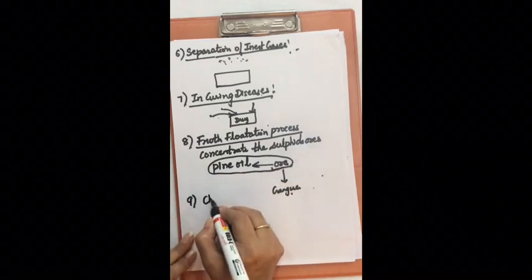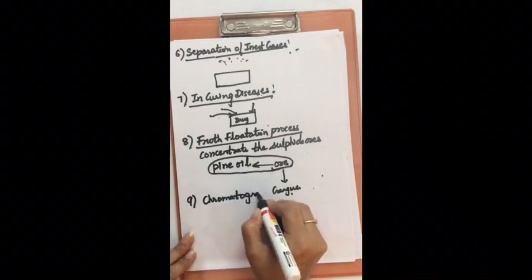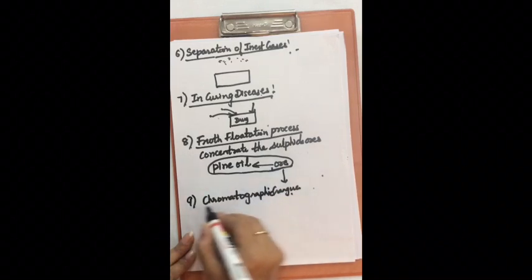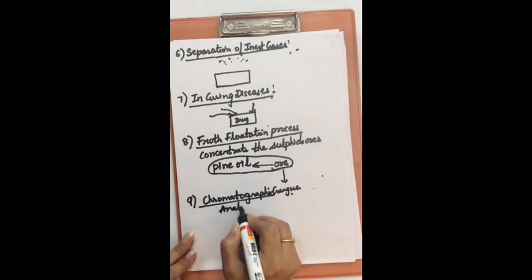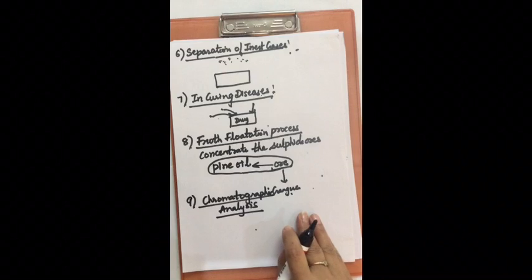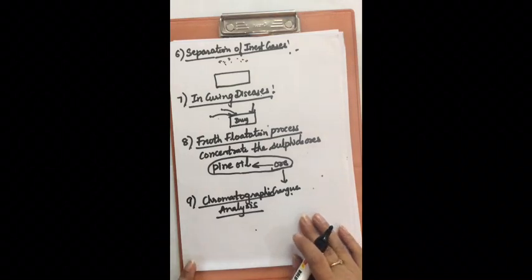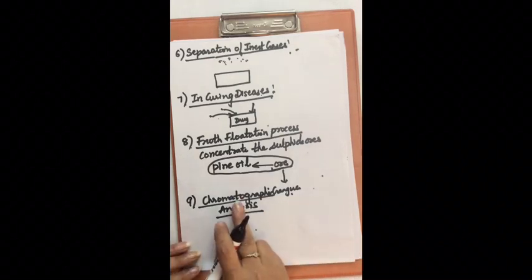Next is in chromatographic analysis. In chromatographic analysis, the chromatographic method is used to separate components. If the components have different adsorption powers, then by the chromatographic technique these components can be separated out.